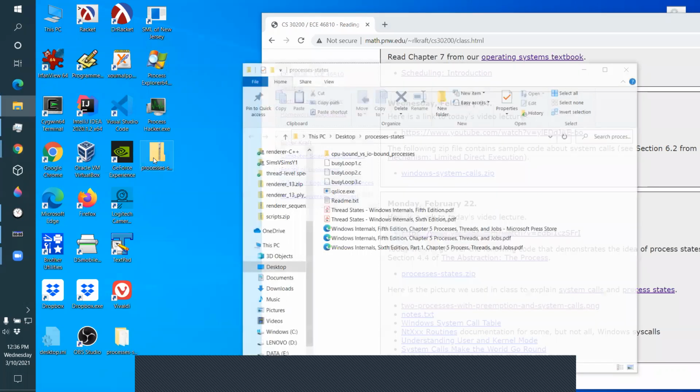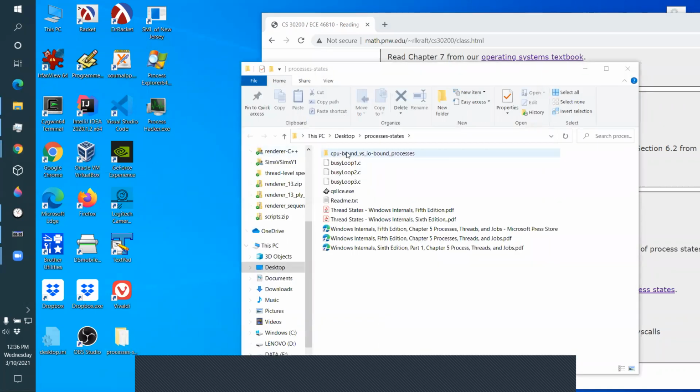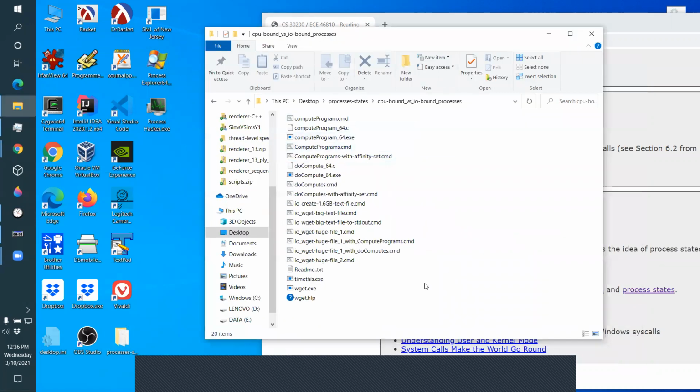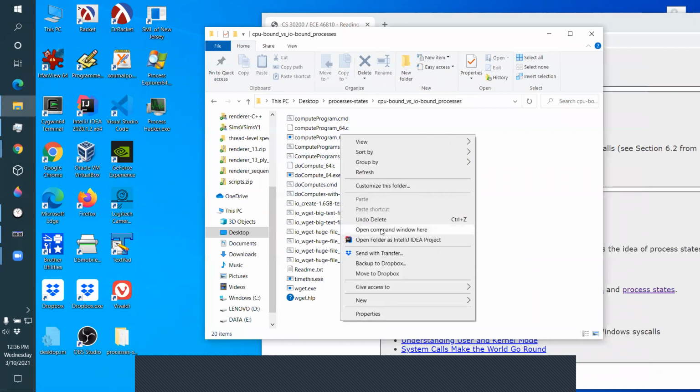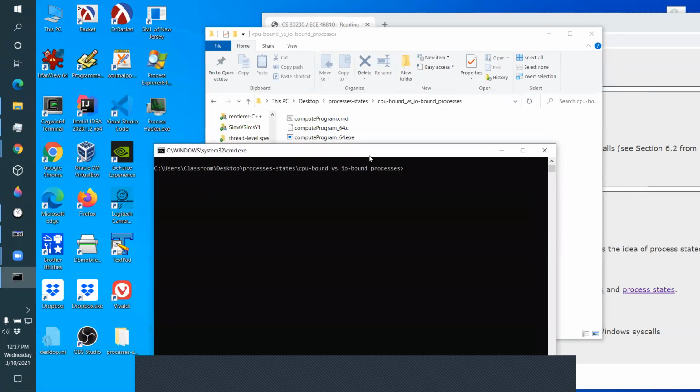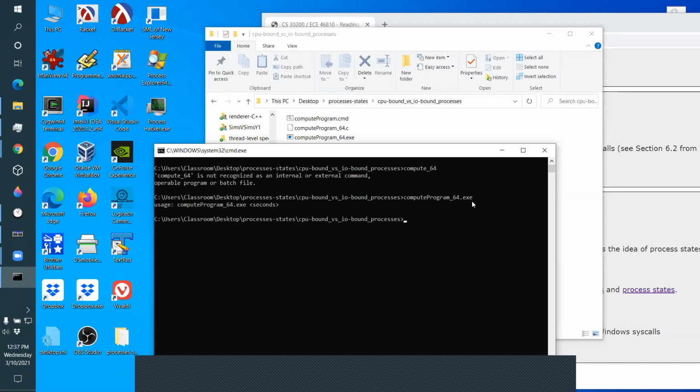We had these examples of processes that were CPU bound and IO bound. Remember, we could run this program here, and it was a program that used up CPU time. So this compute program, I would say compute program 64, and it wants a command line argument. I'll give it a command line argument like 10. It runs for 10 seconds.